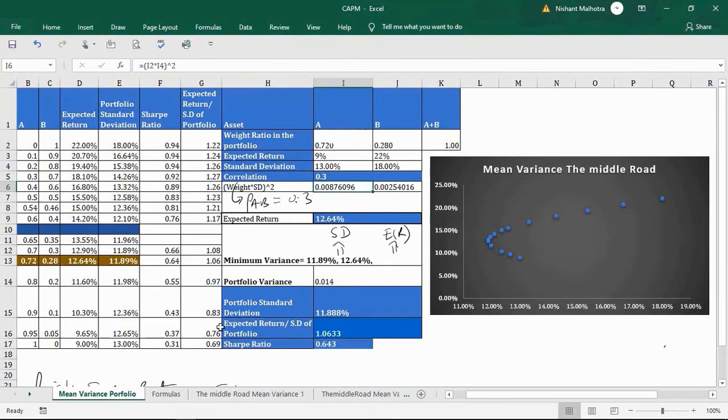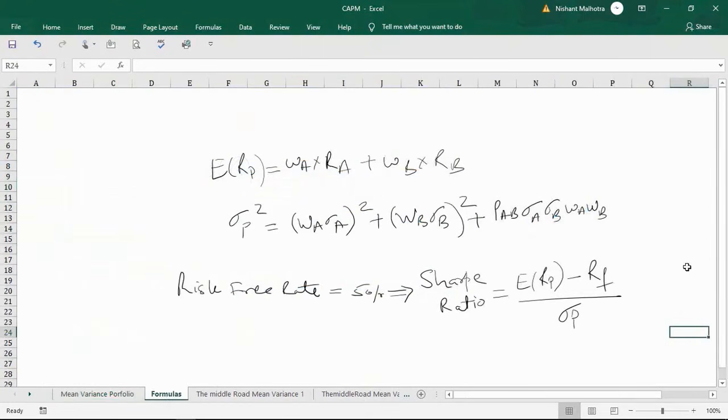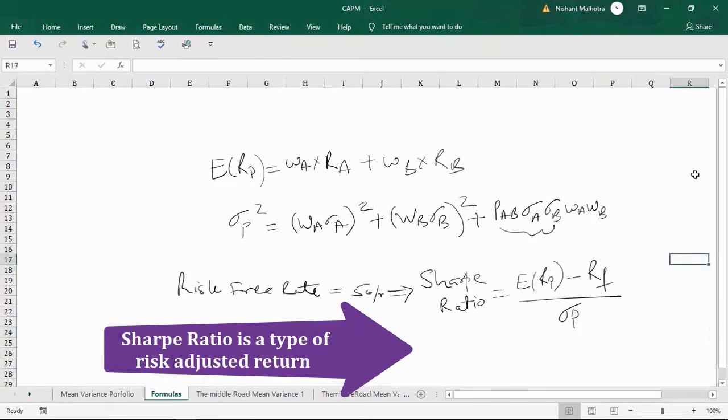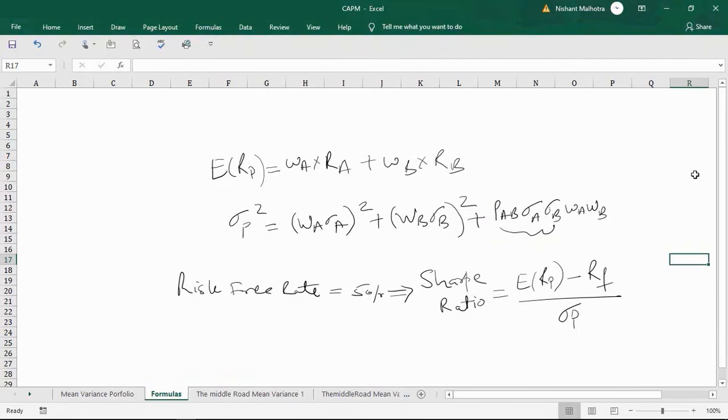Before we go further, I'll just look at the formulas. Weight of A times return of A, plus weight of asset B times return of B. The risk-free rate is 5%. This is the variance, so the standard deviation is the square root of the variance. The standard deviation of A times the standard deviation of B times WA WB. This is the covariance between A and B, which is the correlation between A and B times the standard deviation of A and B.